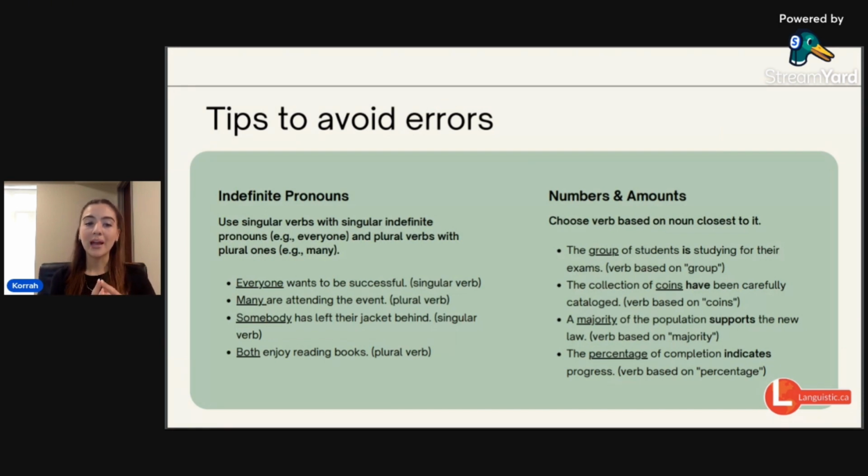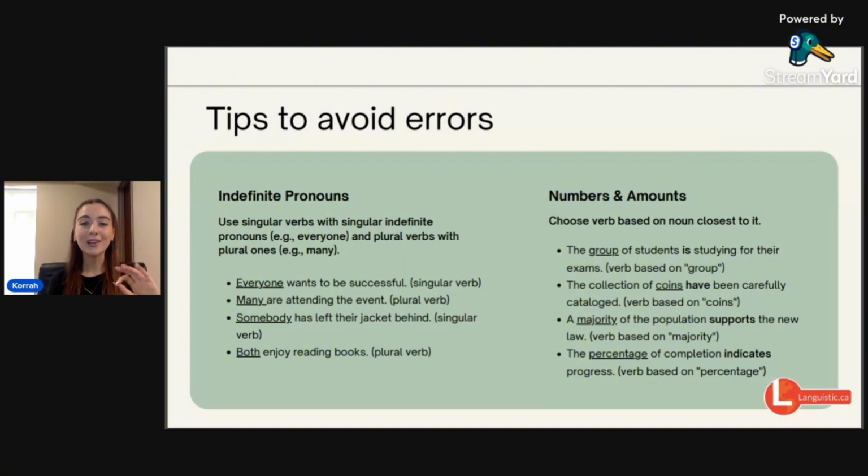Next, we have many are attending the event. Now we're talking about many subjects. So we're going to use the verb are instead of is. And somebody has left their jacket behind. Well, somebody, we don't know who we're talking about, but we know that it's one person. So we're going to use has instead of have. And finally, we have both enjoy reading books. So both, there's two subjects, they both enjoy. Rather than if it was singular, we would say he enjoys.